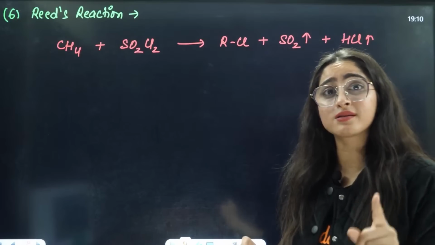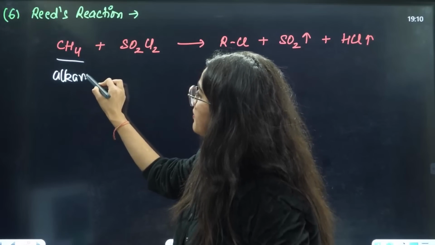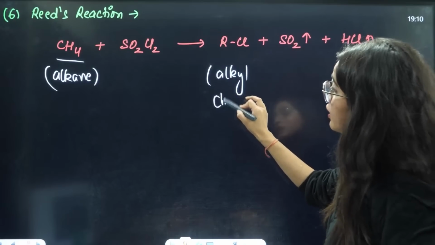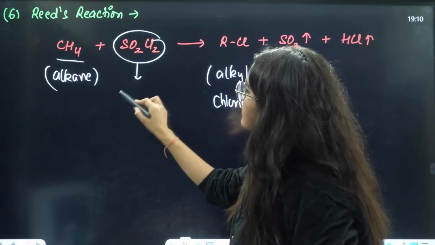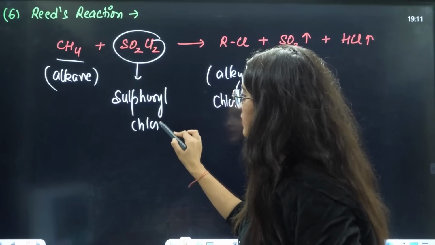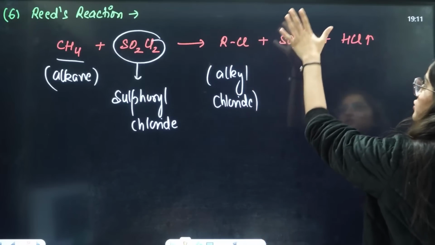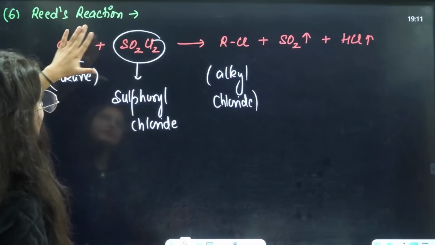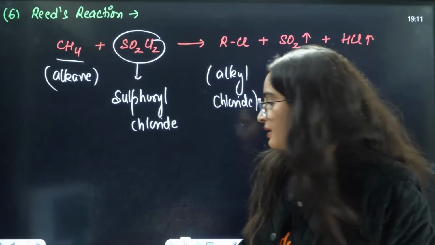As I have already told you, this is similar to Darzen. Here we are using alkane as the starting product. You will get alkyl chloride from here. What is different is that here you are using sulfuryl chloride, not thionyl chloride. The answer is the same, that is RCl, SO2 and HCl are formed. The answer is the same, but the reagent is different. Understood? This is called Reed's reaction.